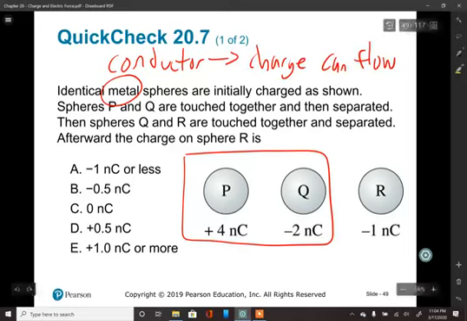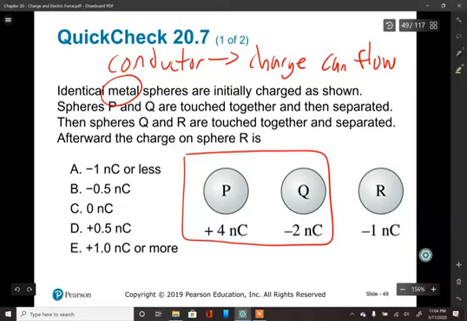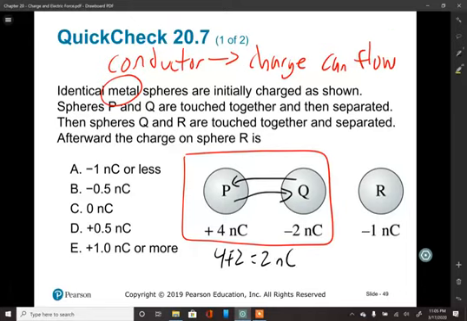So if we touch those spheres together, what's going to happen? Because they're conductors, charge is going to flow. The positive charge on P is going to want to go over to Q, and the negative charge on Q is going to want to go over to P. The condition that the charge stops flowing is that electrostatic equilibrium condition, which is when they have equal charges. So the total charge is 4 plus negative 2, which is 2 nanocoulombs, which means each one will have 1 nanocoulomb after that first step.